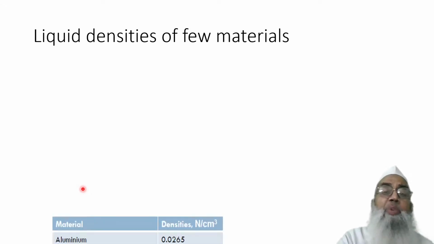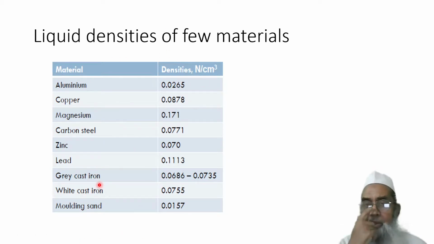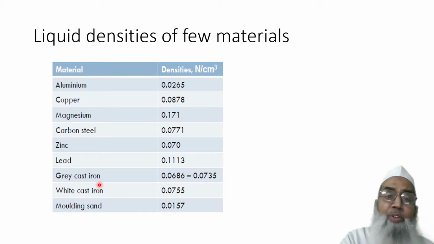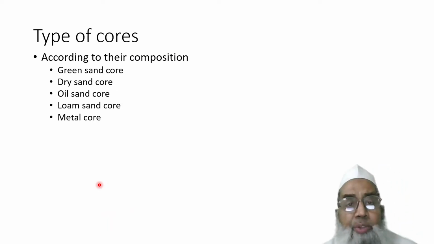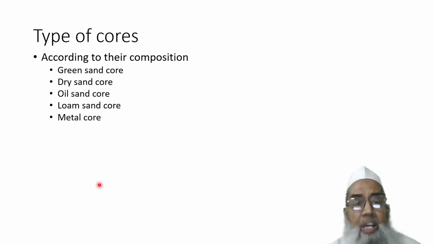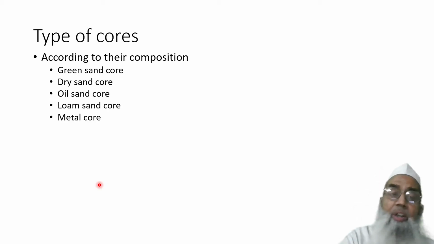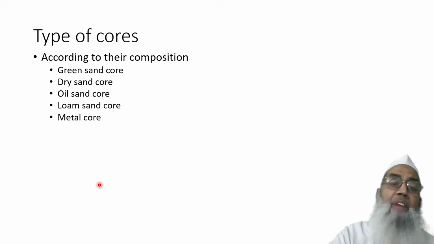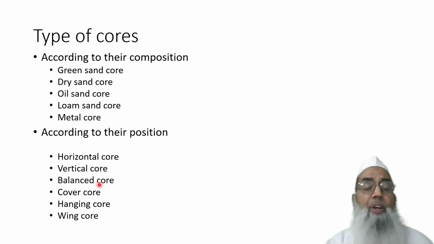Now we know the liquid density of a few metals given over here, and you can use this density to calculate the buoyancy force on the core. Now there are different types of core according to the composition. It can be a green sand core, dry sand core, oil sand core, loam sand core, or metal core, that is to be taken out or can be drilled out after shake out of the product.